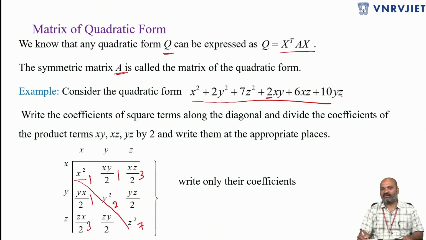Similarly, yz coefficient. yz means second variable and third variable. Its coefficient is 10, for the 2, 3 position and 3, 2 position element. So dividing it by 2, here we get 5 and here we get 5. So like that we write the matrix of a quadratic form. If a quadratic form is given, we can write the real symmetric matrix. This is the procedure to write a matrix of a quadratic form.